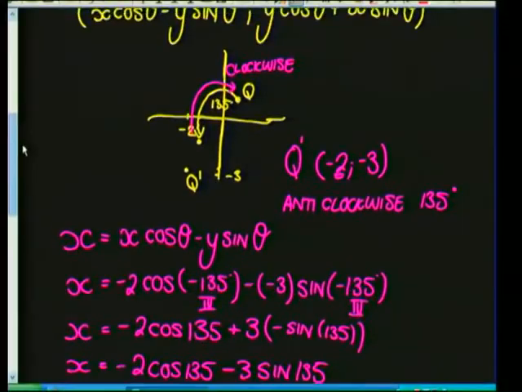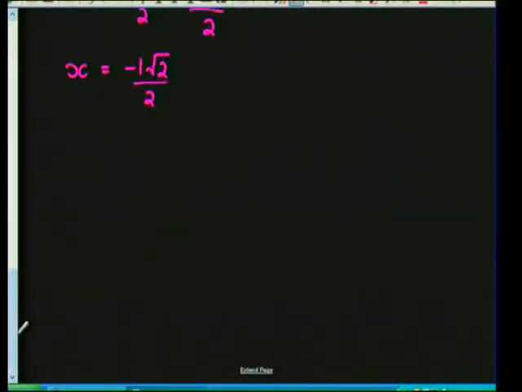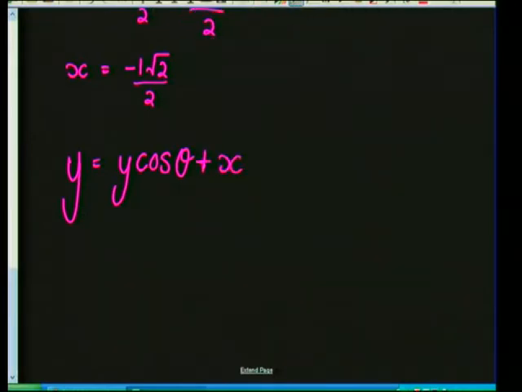Okay, so that's just the x coordinate. Now we need to work out the y coordinate. So let's go back to the equation. Let's just quickly zap back to here and have a look. Remember, to work out the y coordinate, we use y cos theta plus x sine theta. So let's go down and work that out. So to work out our y coordinate, we're going to say y cos theta plus x sine theta.